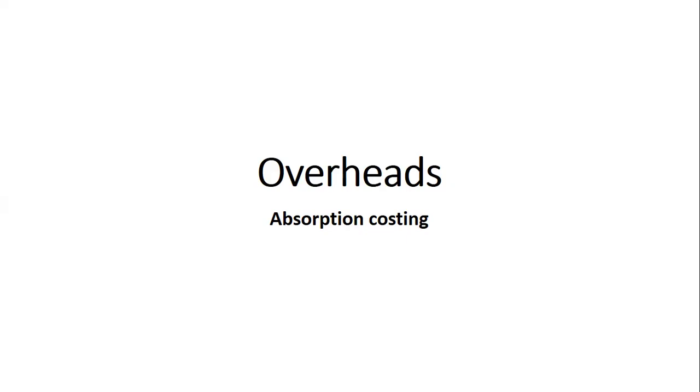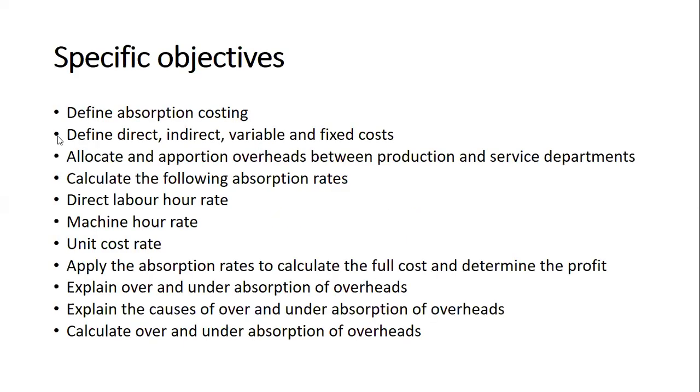In today's tutorial, we look at absorption costing, which is under overheads. By the end of this topic, we should be able to define absorption costing, direct, indirect, variable, and fixed costs, allocate and apportion overheads between production and service departments.